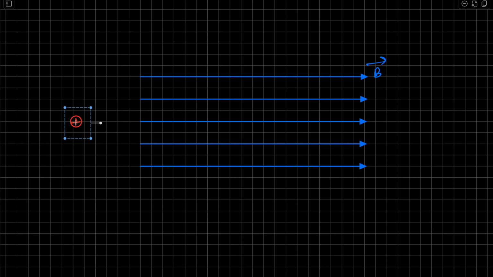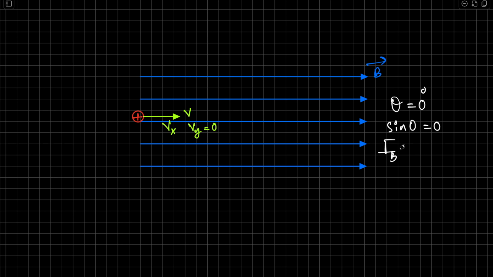In the first case, the particle is moving parallel to the magnetic field in a straight line. The velocity is on x-axis, v. It has only x component, vx. There is no y component, vy equals 0. Angle between velocity vector and the magnetic field vector is 0 degrees. Theta equals 0 degrees, sine 0 is 0. FB equals QVB sine 0, which is 0. There is no magnetic force. So this particle would continue moving in a straight line.